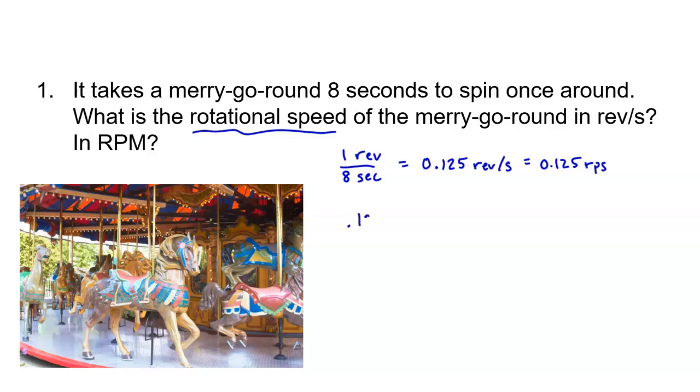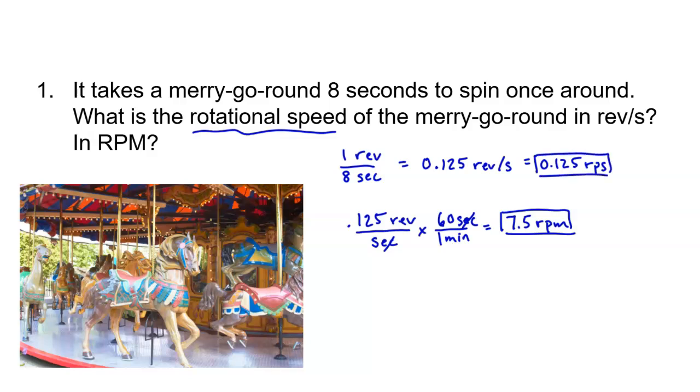Okay, so now we want to calculate it in revolutions per minute. I'm going to start with 0.125 revolutions per second, and then we're going to do a little dimensional analysis. I know that 1 minute is equal to 60 seconds. I'm going to put the seconds on the top because the seconds will cancel out, which leaves me with 0.125 times 60, which gives 7.5 RPM, revolutions per minute. And I'm going to go ahead and box these two answers.